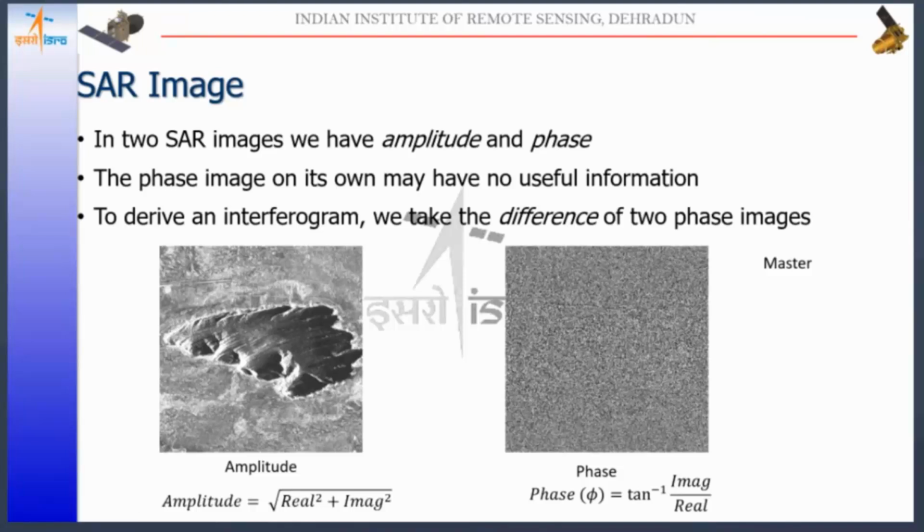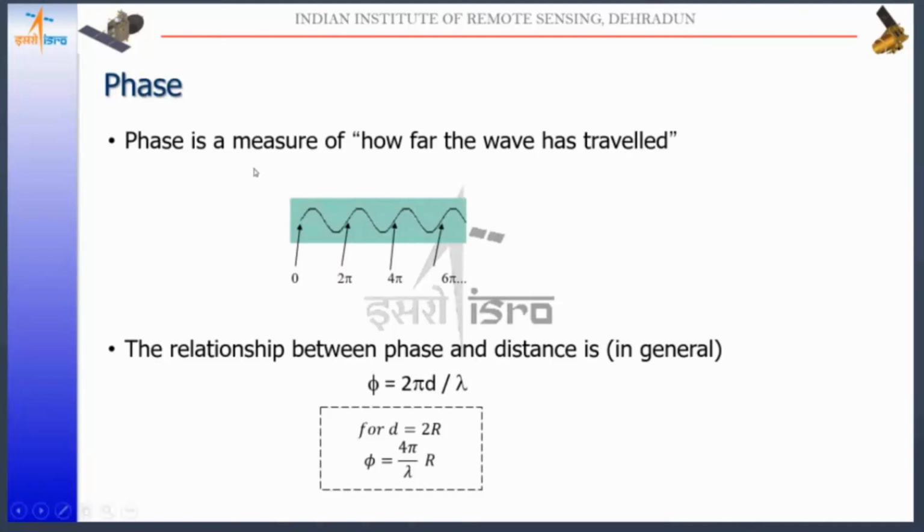So what is the phase? Phase is a measure of how far the wave has traveled. If this is a wave, then how far it has traveled. The relationship between the phase and the distance traveled is given by phi equals 2 pi d by lambda.